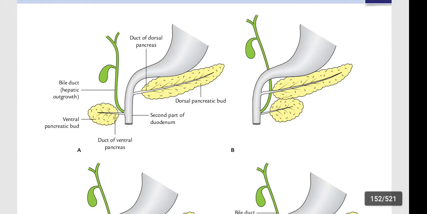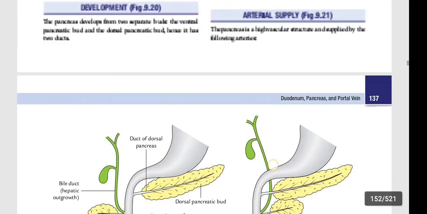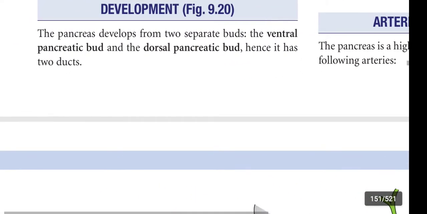In this video we are going to learn about the development and congenital anomalies of pancreas. Okay, coming to the topic, development of pancreas.